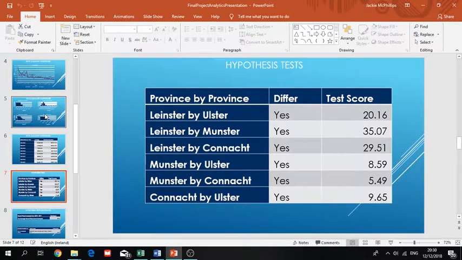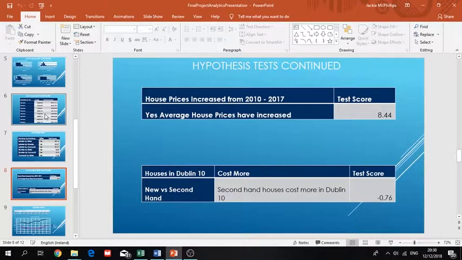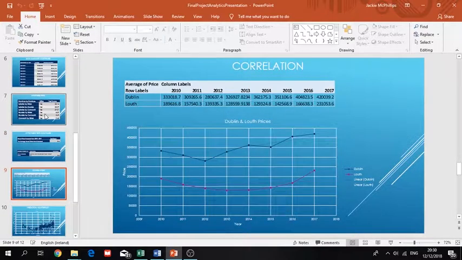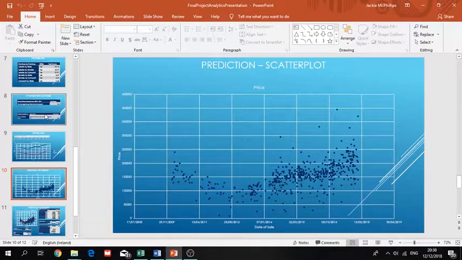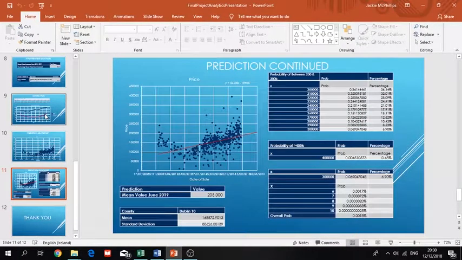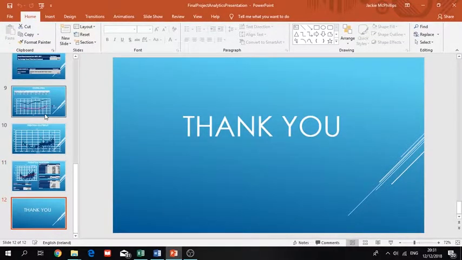That was part 1. I then put part 2 and 3 on the one slide. For the correlation, it again fitted one slide. For the prediction, I put the scatter plot on one slide and then put the rest of our data on one slide, and then have an ending slide to my PowerPoint.